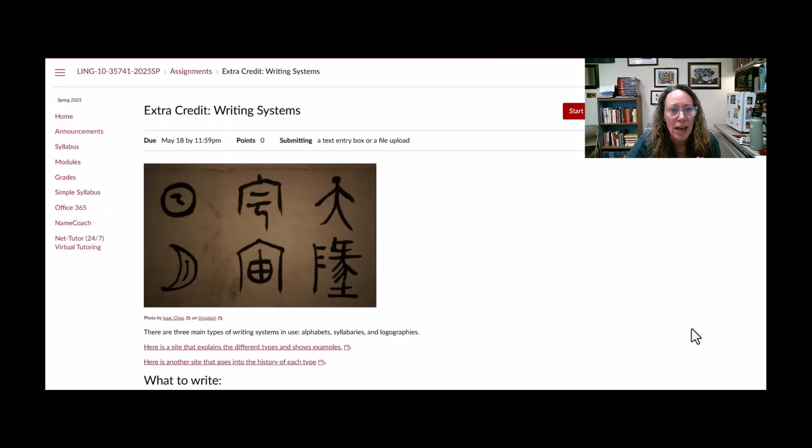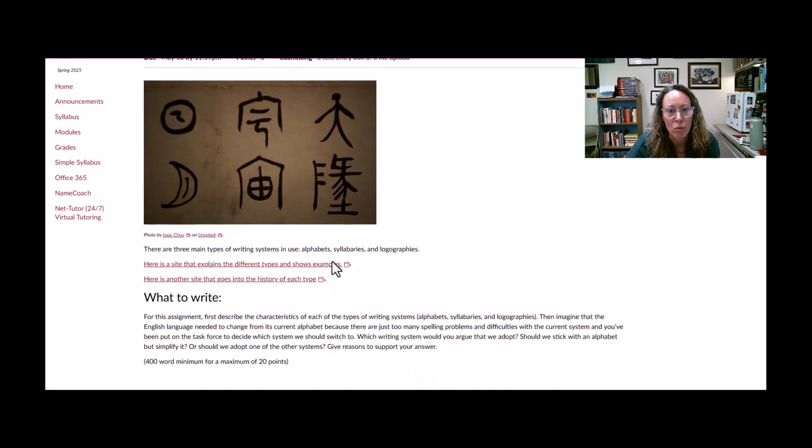The next extra credit assignment is about writing systems. So there are basically 3 different types of writing systems. Of course, we have an alphabet, but there are also syllabaries and logographies. So I've got a couple of websites here. Go ahead and check out the different types. You just kind of got to scan through that website. And then here's another site that talks about the history of each.